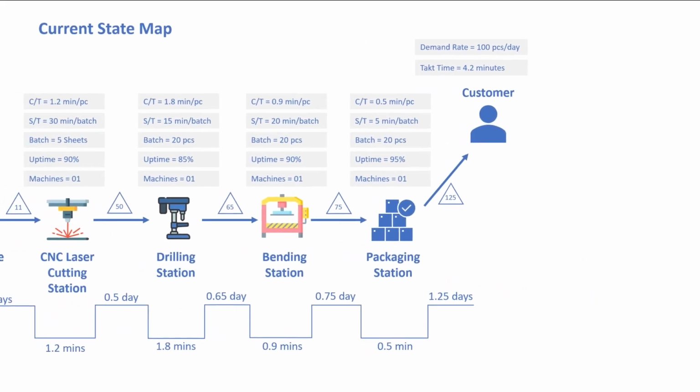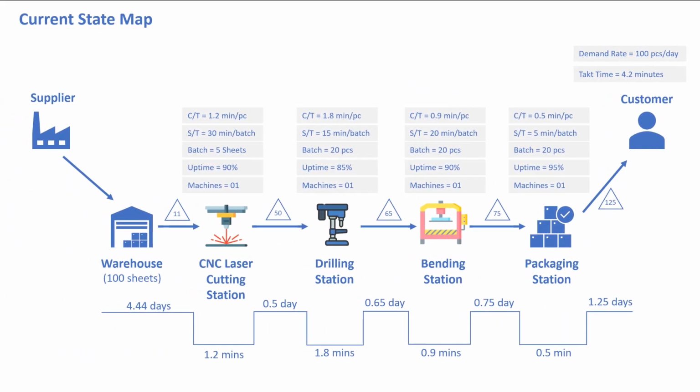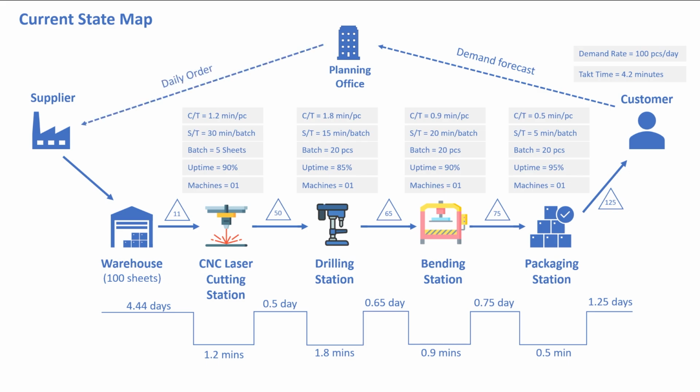The map also includes information flows such as demand forecast sent to the planning office by the customer and the daily order placed by the planning office to the supplier.